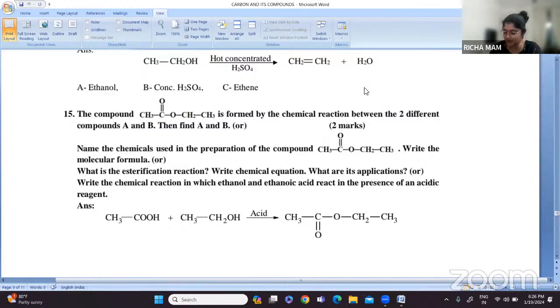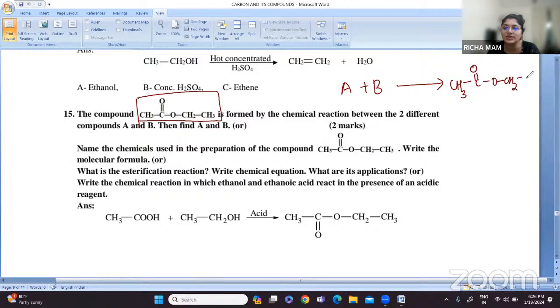So there is a compound. They have given a compound. Which compound is it? It is CH3, C double bond O, CH2, CH2. It is formed by the chemical reaction between two different compounds, A and B. When A and B undergo a chemical reaction, they form the compound C, that is CH3, C double bond O, O, CH2, CH3.